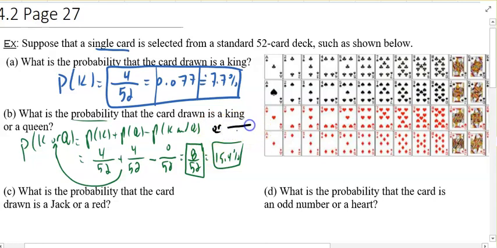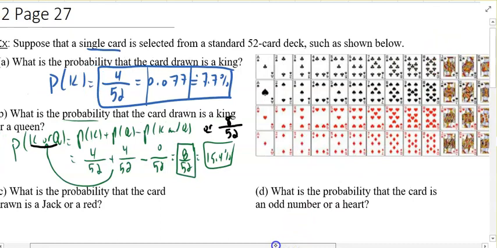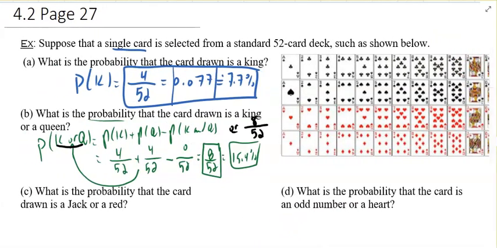Or I could say there are 52 cards in a deck. King or queen? Well, king or queen, that would be 1, 2, 3, 4, 5, 6, 7, 8. You're welcome to do that if you wish. Doesn't really matter. You should be accustomed to both.